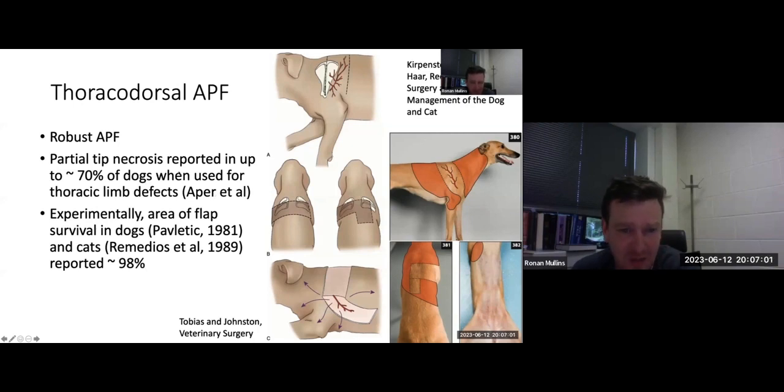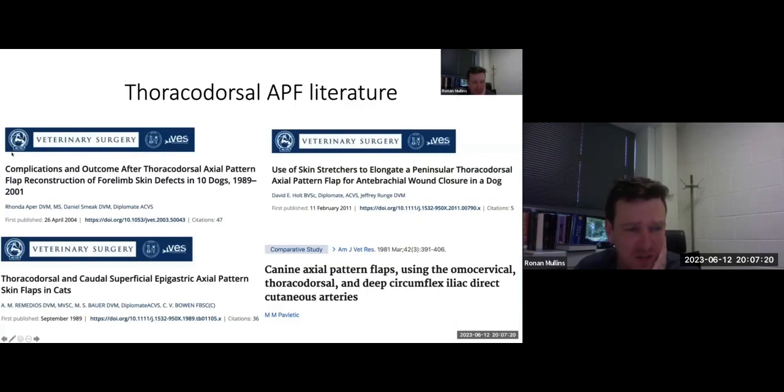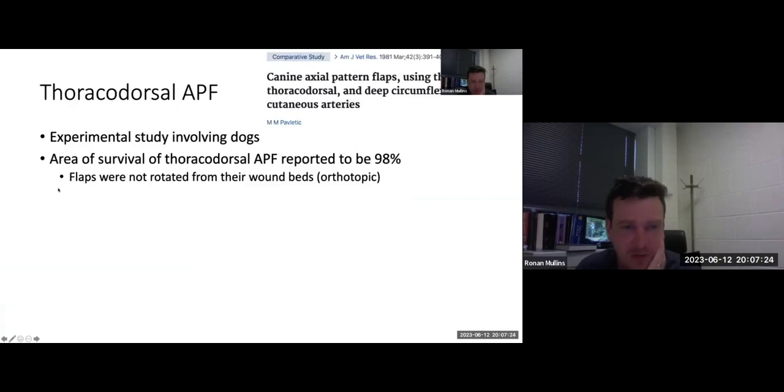One of the clinical studies does, however, report a partial tip necrosis rate of almost 70%. So only 3 out of 10 dogs in that study had complete flap survival, which we'll look at in a moment, which is a little bit disappointing. So this is the pertinent literature, in my opinion, that's out there. We'll take a look at some of these.